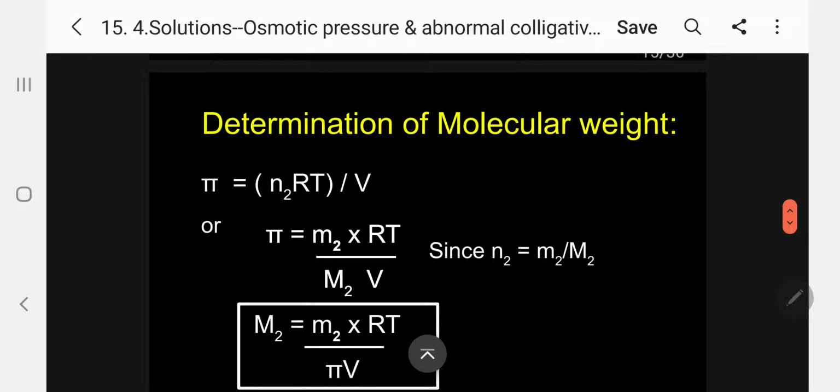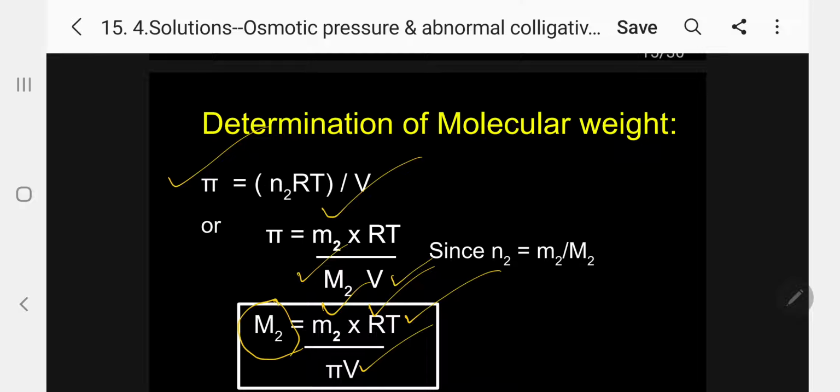Now, we will come to the equation pi equals M2 into RT by capital M2 into V. Or by rearranging, I am putting capital M2 equal to small m2 into RT by pi V. So small m2 is the amount of solute dissolved in a known quantity of solvent to become a solution. R is the molar gas constant, T temperature, V the volume of solution present in the gunmetal outer tube, pi the osmotic pressure we are measuring. So by substituting the osmotic pressure, the molecular weight can be calculated.